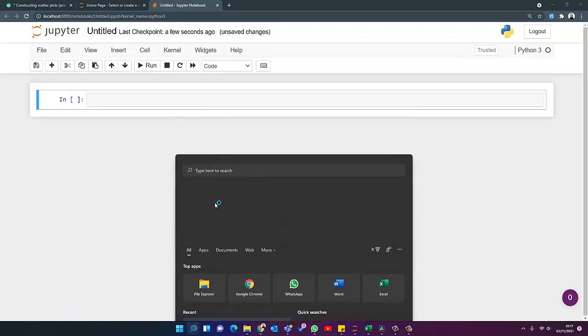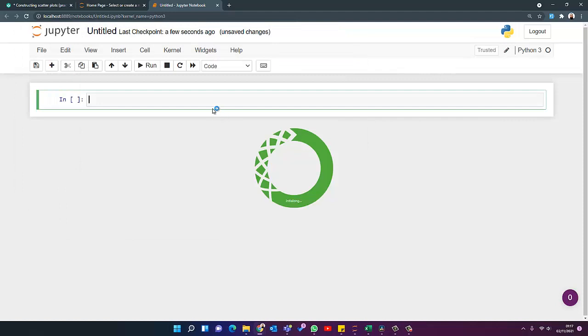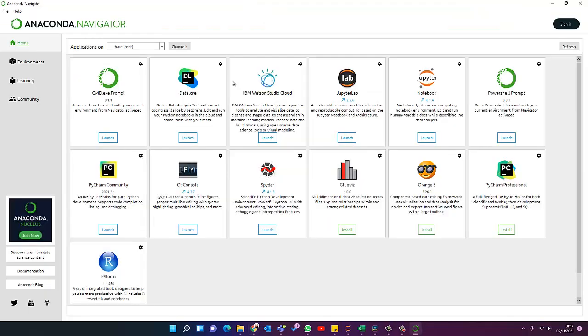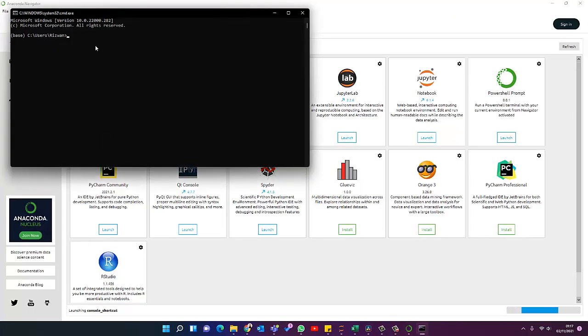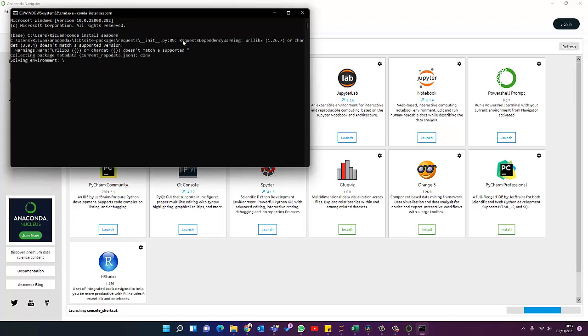If we want to install Seaborn, go to Anaconda Navigator, and from there we will install Seaborn. Let it run. Launch this CMD prompt, and there type conda install seaborn. If you press enter, it should install Seaborn in your system.